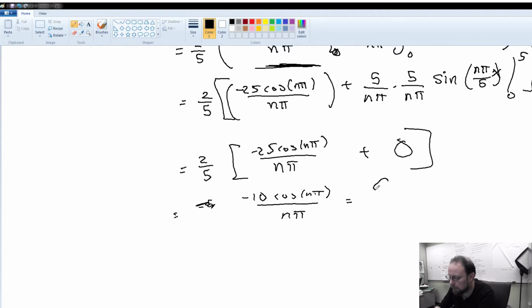And of course, if n is even, then we get a cosine of an even multiple of pi, so that's 1. And if n is odd, and again, I'm choosing a pretty simple example, right? It's not like we have 4 different cases here or anything. So this would be positive 10. Cool. All right, so now we have our formula for the coefficients.